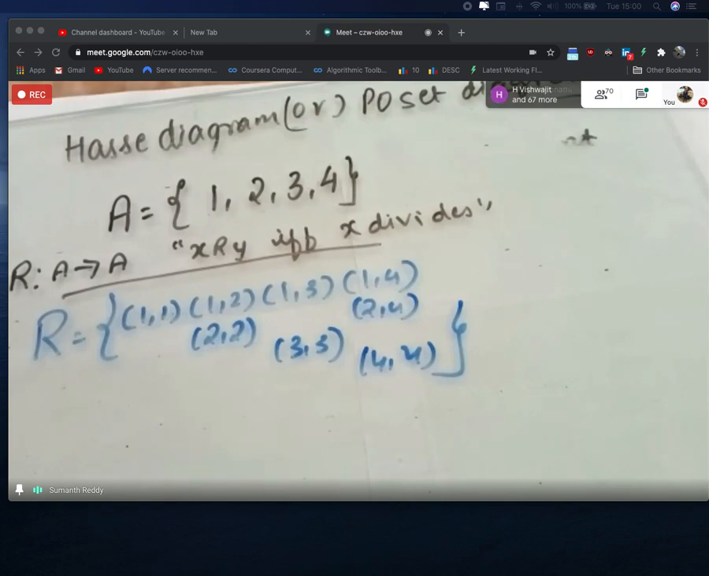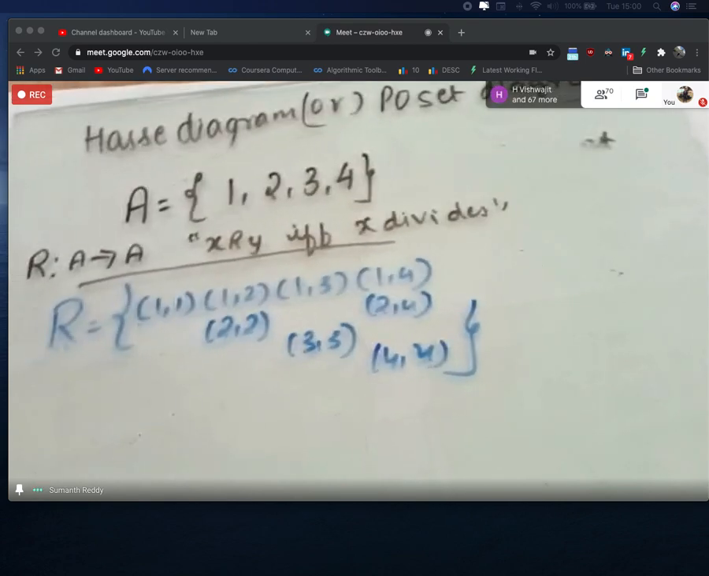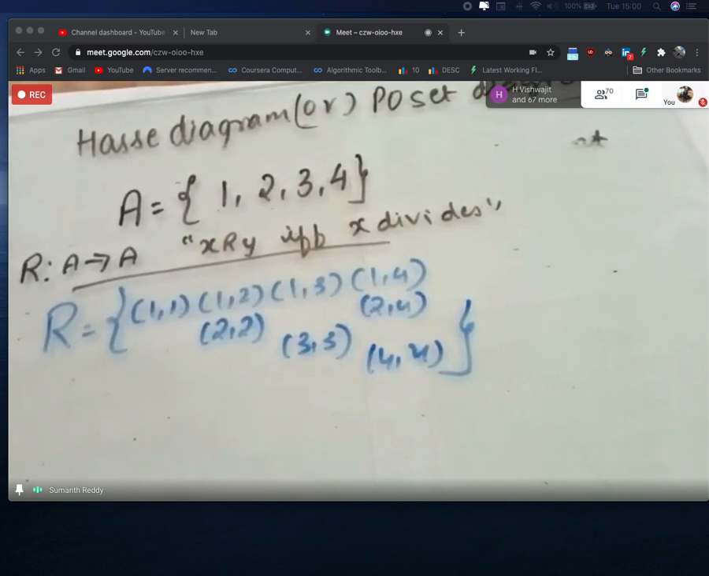Now, based on this, as I already told you, there are many ways to represent the relation.